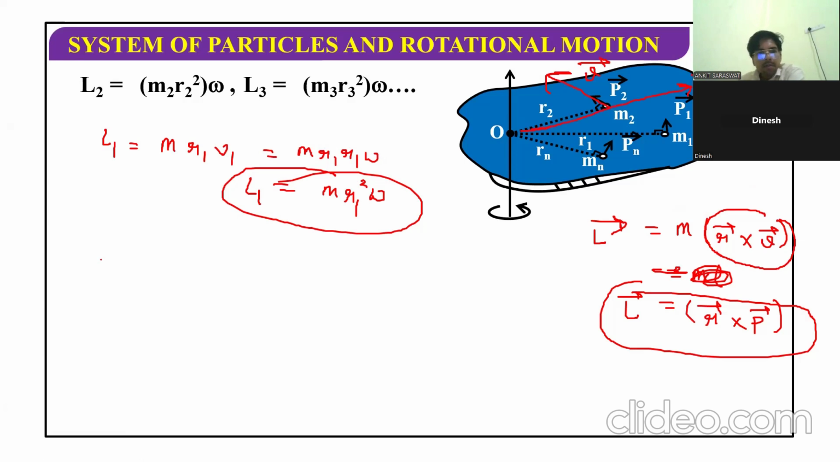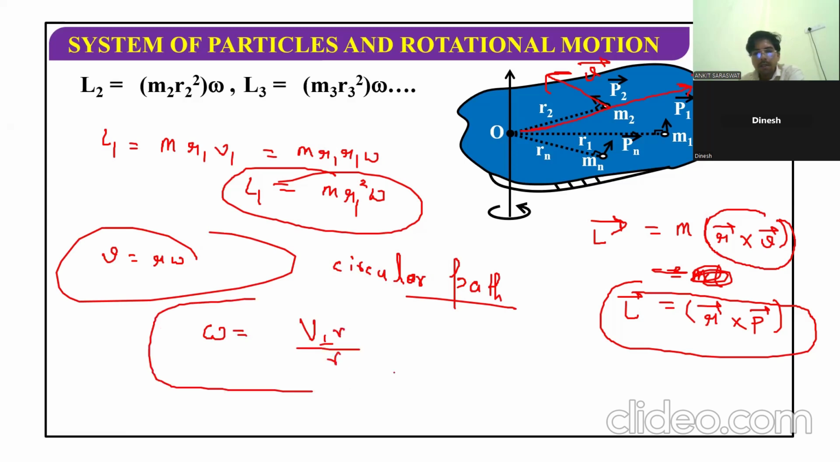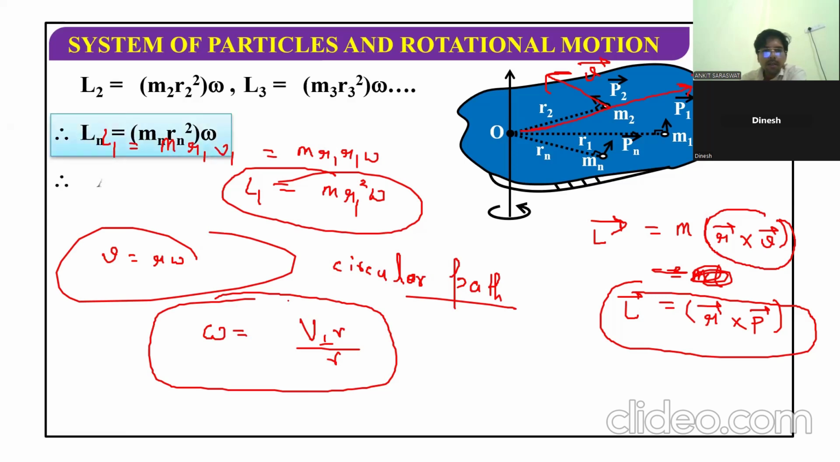Remember, this formula v is equal to r omega, you should apply in the case of a circular path only. You can't apply it everywhere. Clear? Circular curve. Remember omega is v perpendicular by r. This is what I have explained. Perpendicular only we are taking. All the concepts I have already explained to you.